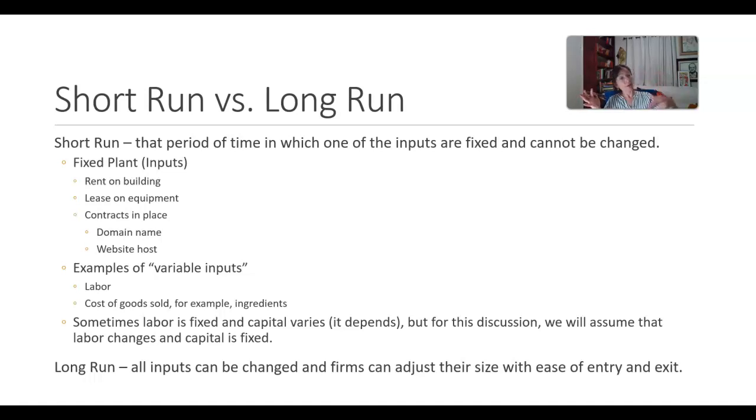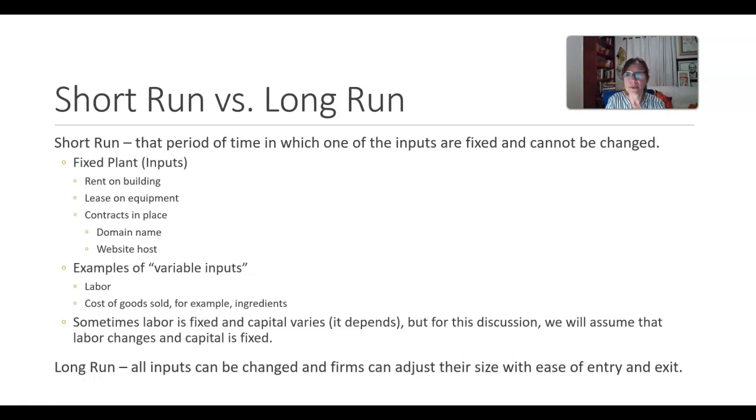And then you have variable inputs like people coming to work and ingredients that you're buying that changes with the number of, for instance, if it's a restaurant, the number of plates of enchiladas that you are serving, okay? So we look at it in this context. So for economists, the short run is that period of time in which at least one input into the production process is fixed and cannot be changed.